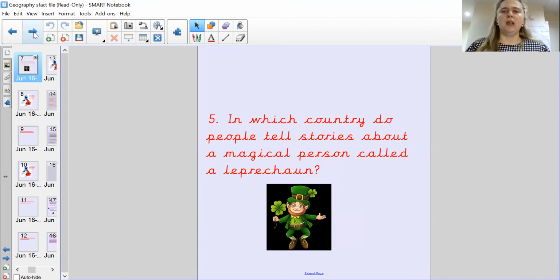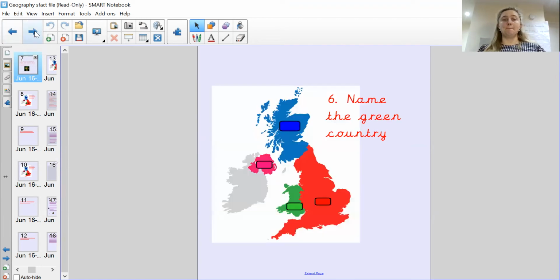Number 5. In which country do people tell stories about a magical person called a leprechaun? In which country do people tell stories about a magical person called a leprechaun? Question number 6. Remember to pause me if you need to. Name the green country.